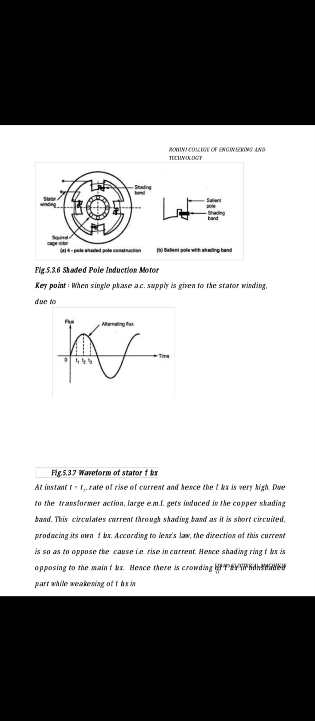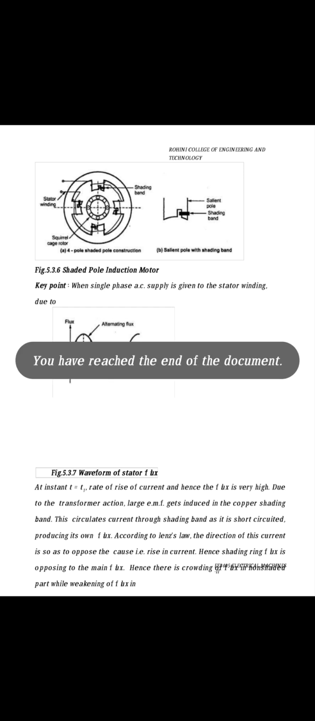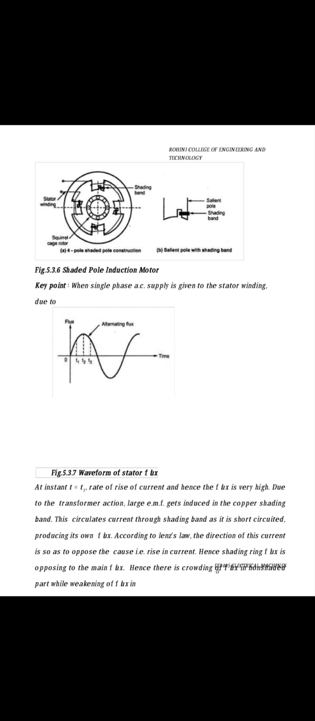Next one is the shaded pole motor. Shaded pole induction motor works on a single phase AC supply. When the single phase supply is given to the stator winding, due to the shaded pole provided to the poles, a rotating magnetic field is generated. The current carried by the stator winding is alternating and produces alternating flux. The waveform of flux and the distribution of flux in the pole areas are greatly influenced by the role of the copper shading band.